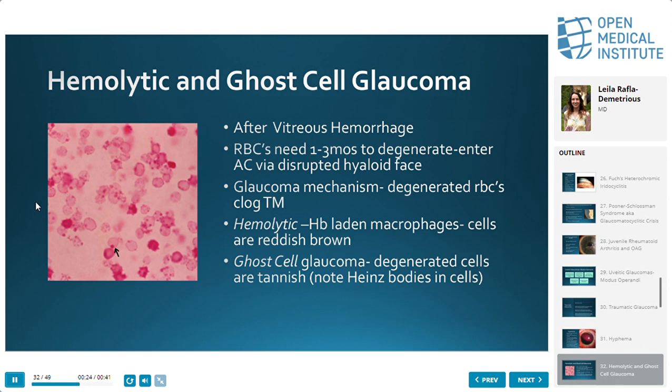meshwork. So the hemolytic glaucoma is when you have hemoglobin-laden cells that are reddish brown, and then ghost cell glaucoma are tan cells, and they have the characteristic Heinz bodies, like that little red dot there, and those can also clog the meshwork.